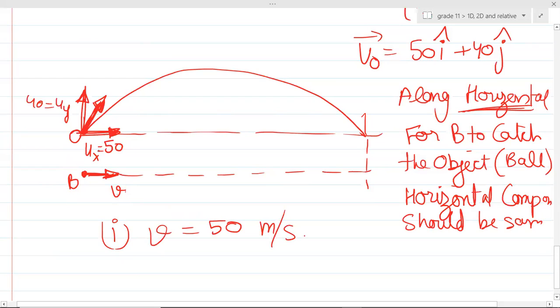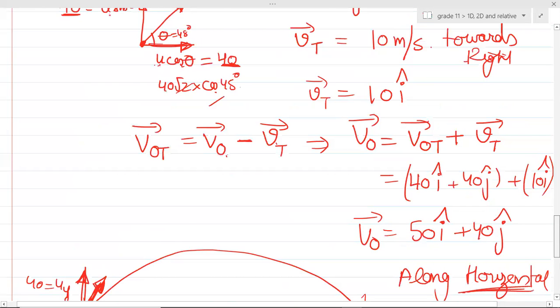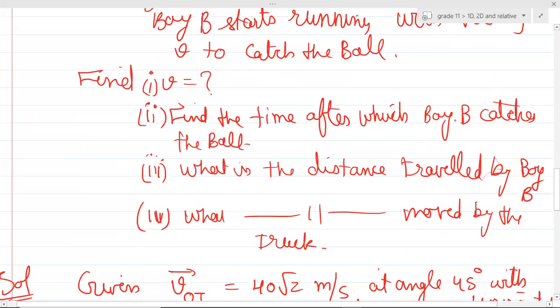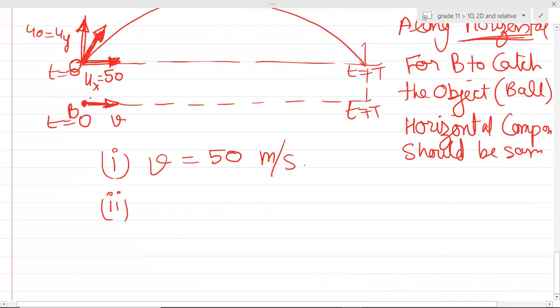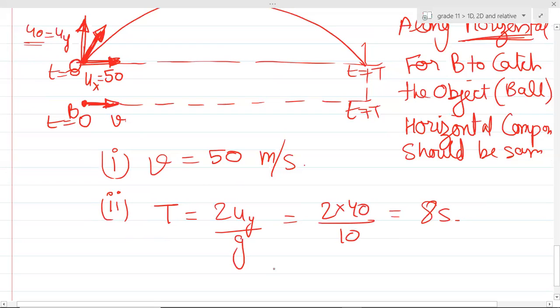Now, if this is 50 meter per second, can anyone tell me the time of flight? Find the time after which the boy B catches the ball. The time after which the boy B is catching the ball is basically equal to the time of flight of this projectile. The time of flight will be twice of uy by g, which is twice of 40 divided by 10, which is 8 seconds. So after 8 seconds, the boy will be catching the ball.